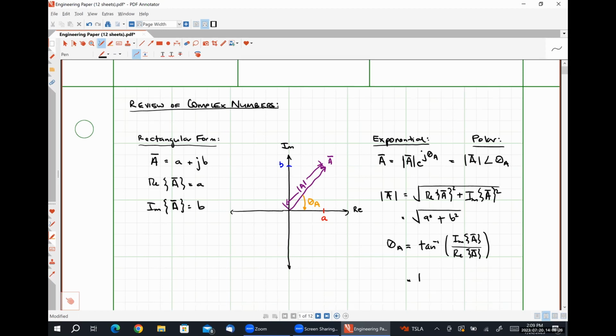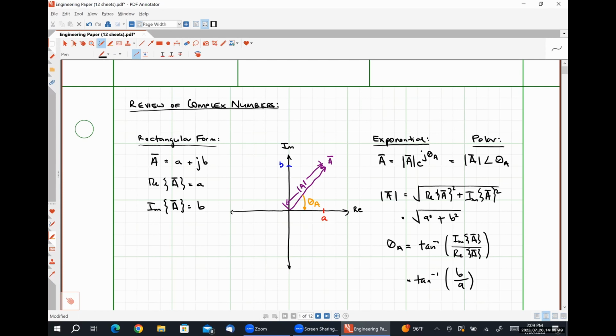Which is the same as the inverse tangent of B over A. This new stylus is writing properly. So that's how we can express our exponential and polar forms in terms of our rectangular.